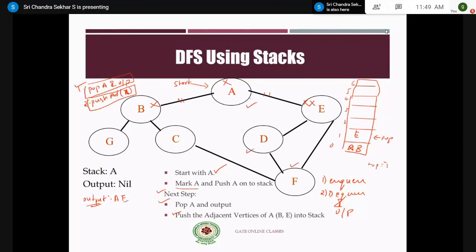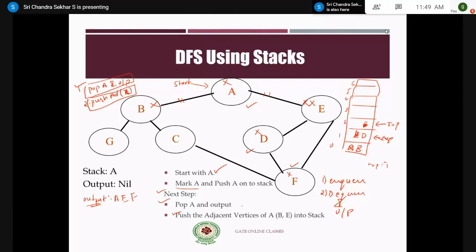The adjacent vertices to E are A, D and F. But A is already visited. It is marked. Therefore, the unvisited vertices are D and F. Therefore, you push those elements in the lexicographical order. Now, my top is here. Right, so these are visited. Now you follow the procedure, that is pop the top element and output: F is popped and placed in the output.